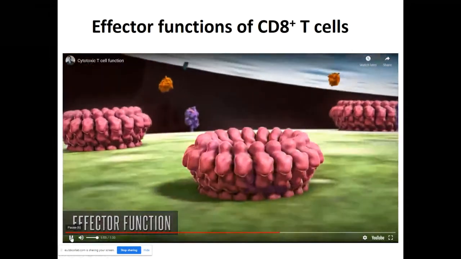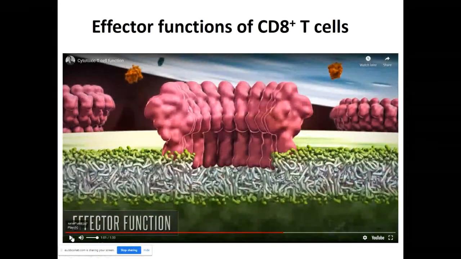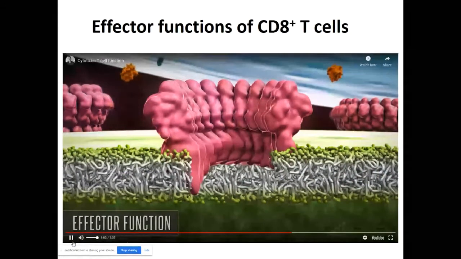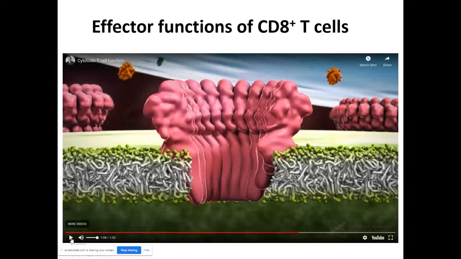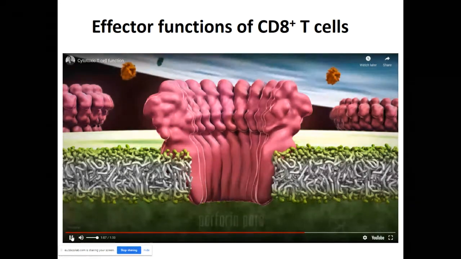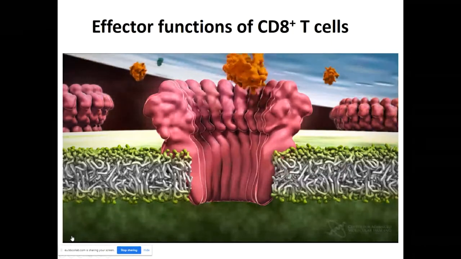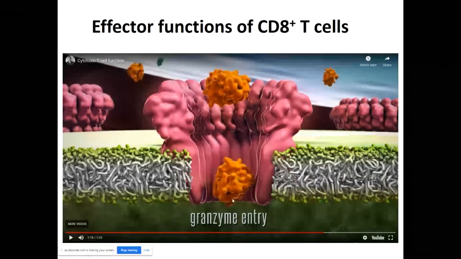Two phases. The first phase releases two sets of proteins. The first protein is called perforin. These are proteins that are assembled together to punch a hole at the cell surface of the virally infected cells. Look how specific it is. This is what we call the perforin pore. And then what comes, you have this granzyme.